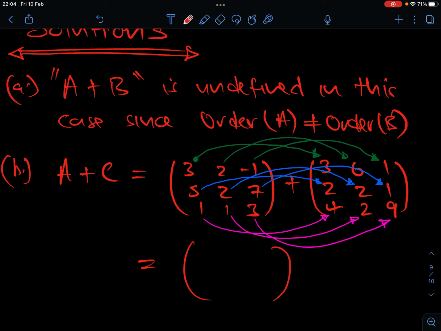3 added to 3, you get 6. 2 added to 6, you get 8. Negative 1 added to 1, you get 0. 5 plus 2 is 7. 2 plus 2 is 4. Then 8. Then we have 5. Then we have 3. Then we have 12. This gives us our final answer, which is that. So this is how you add together different matrices.